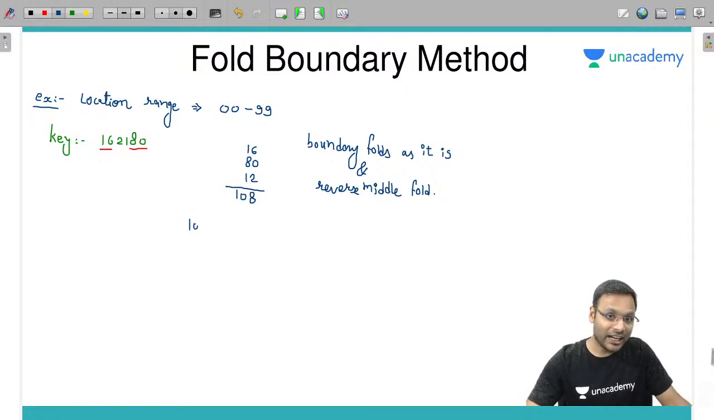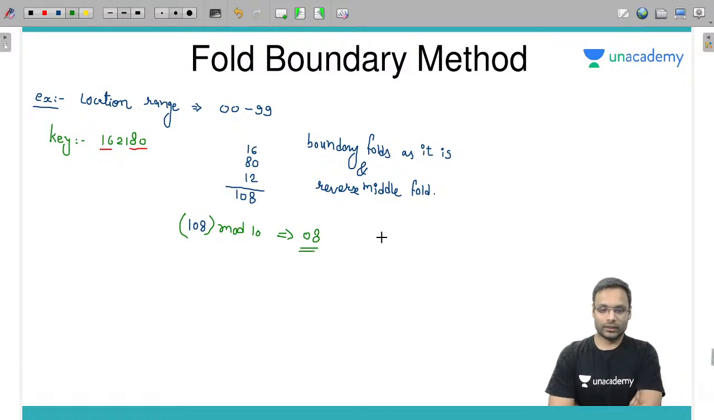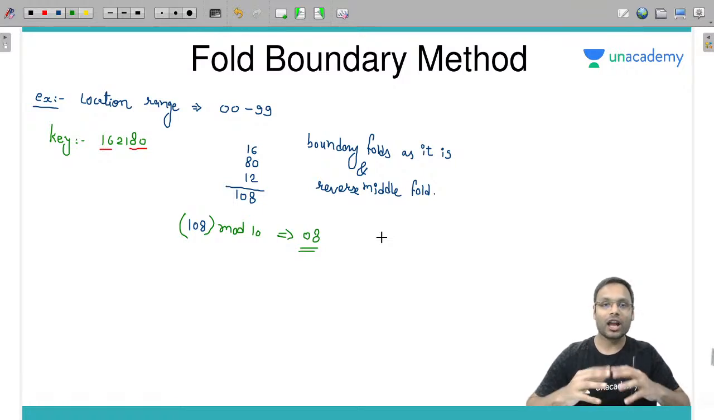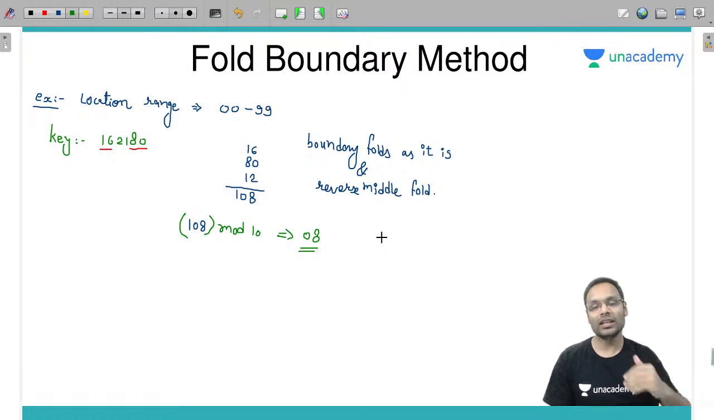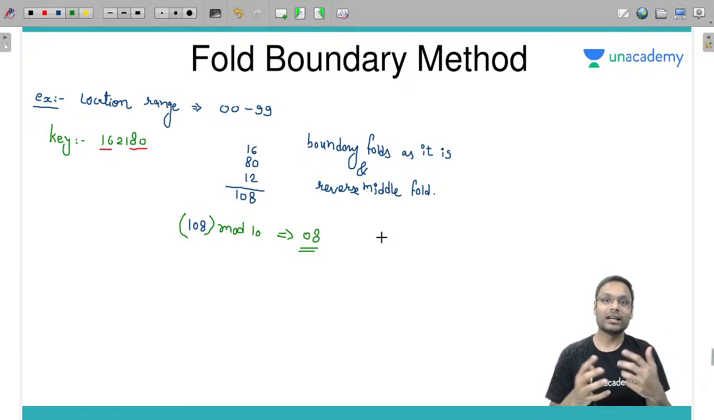Now 108 is definitely not a location. Why? Just because it is out of range. What should I do? Again the same thing, mod 100, so that you can get a location in the range, which is 08. Now you will say sir मजा नहीं आ रहा है. Of course these methods are not so standard. These are some used methods to understand what kind of exploration of creating hashing techniques can be done.